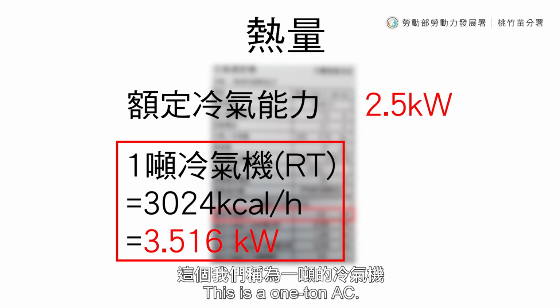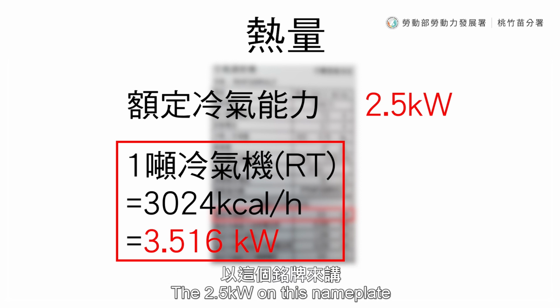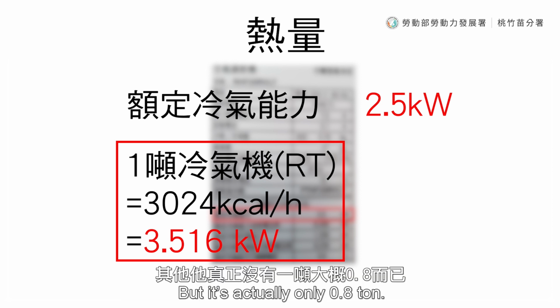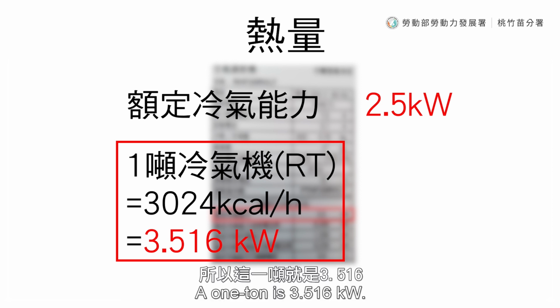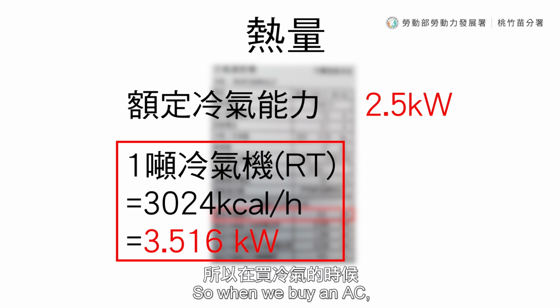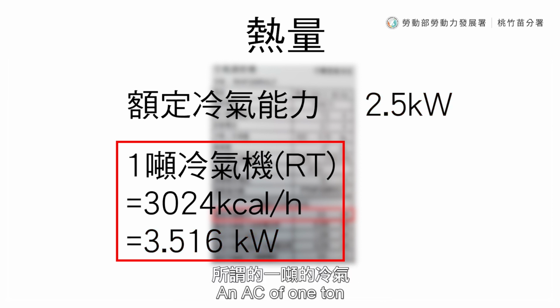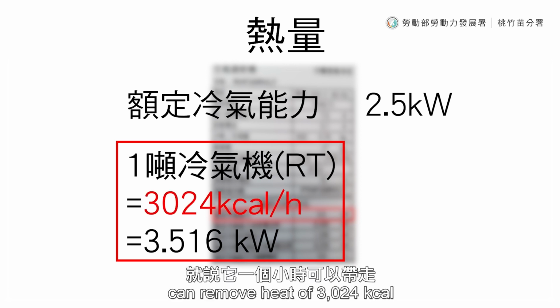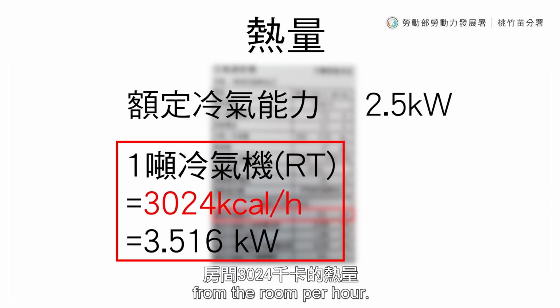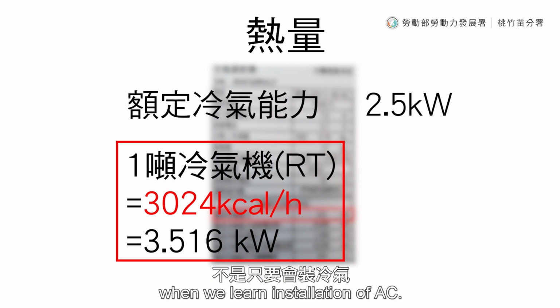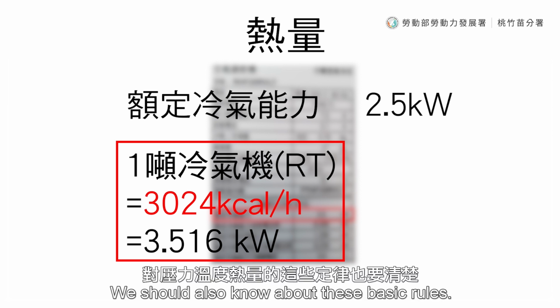This is a 1-ton AC. This 2.5 kilowatt on this nameplate is often referred to as 1 ton on the market, but it's actually about 0.8 ton. A 1 ton is 3.516 kilowatt, so when we buy an AC, we must read the nameplate. An AC of 1 ton can remove heat of 3,024 kilocalorie from the room per hour. We need to learn about heat removal when we learn installation of AC. We should also know about these basic rules.